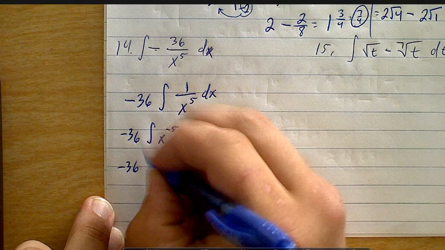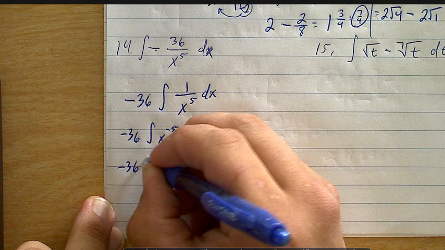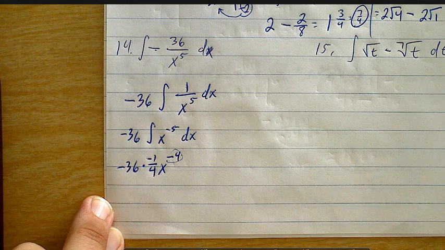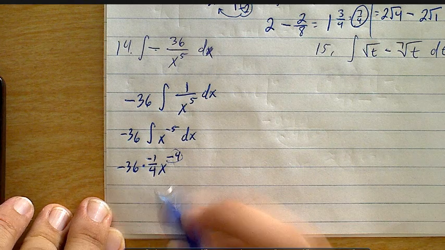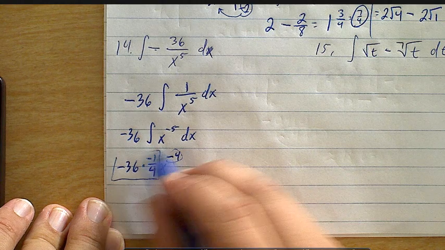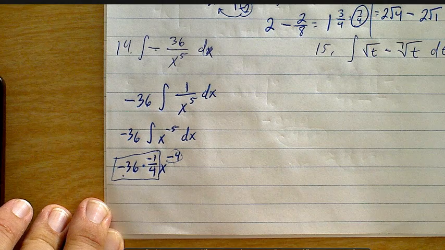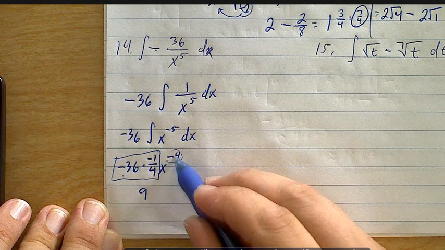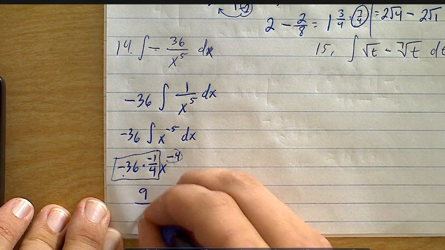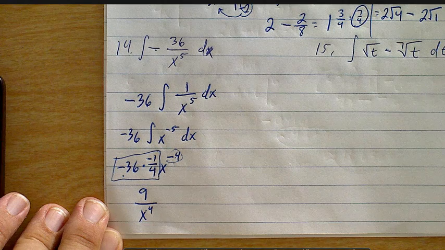So when I clean this up, negative 36 times negative 1/4 is positive 9. X to the negative 4 is putting x to the 4th in the denominator. And since this is not a definite integral, it's indefinite, there's no limits. Plus c.